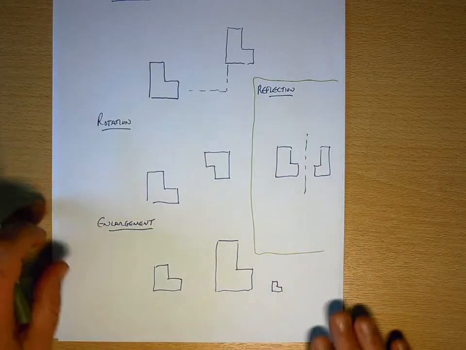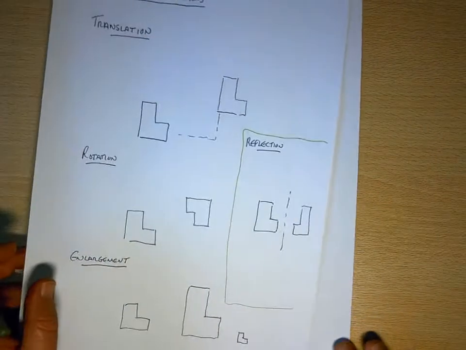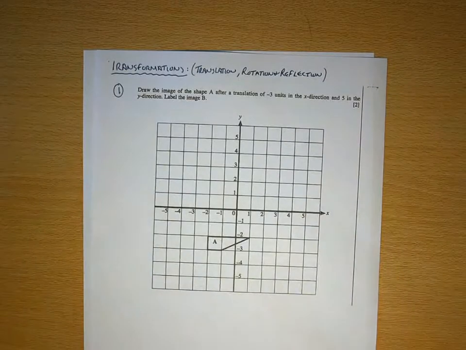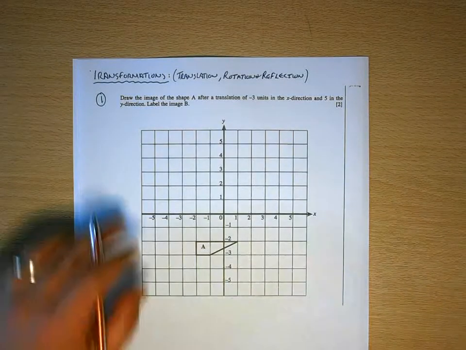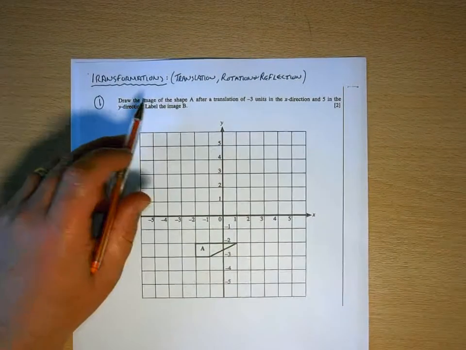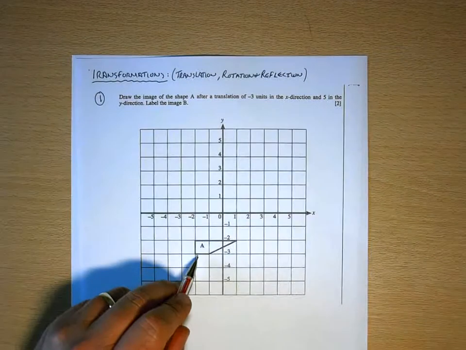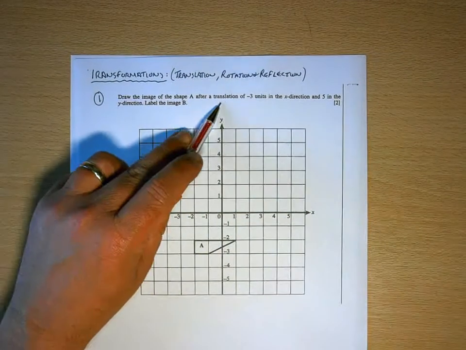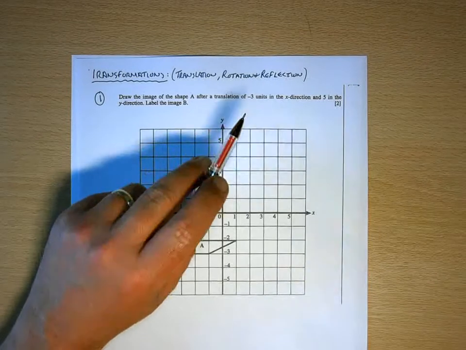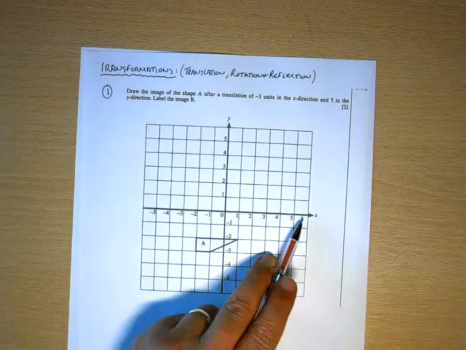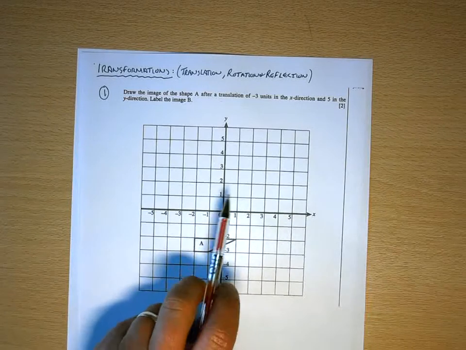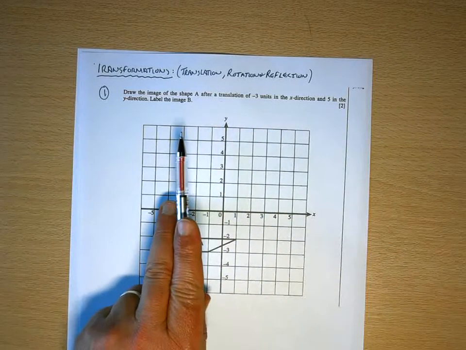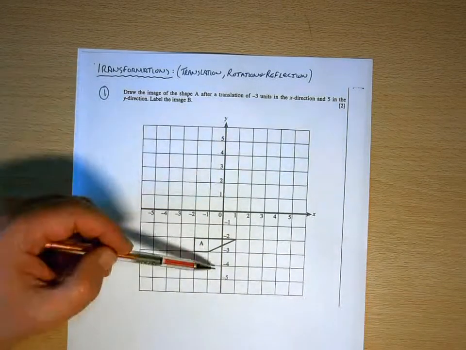Okay, let's take a look then at what these questions actually look like. The language of them tends to be the thing that causes most confusion. Draw the image of the shape A. So here's shape A. After a translation of -3 units in the x direction, where the x direction on a coordinate axis is this direction, and 5 in the y direction. This is the y direction.